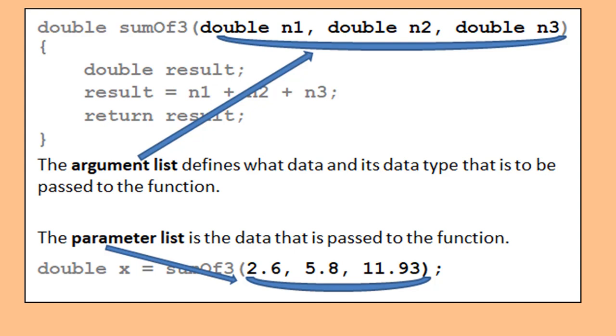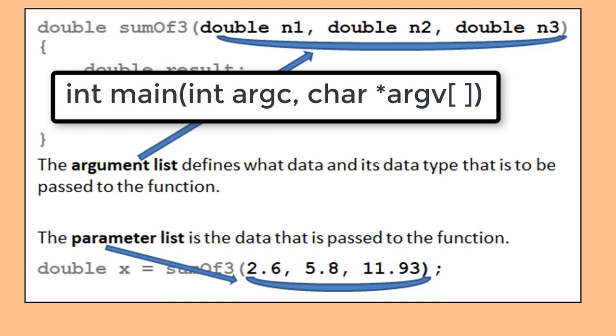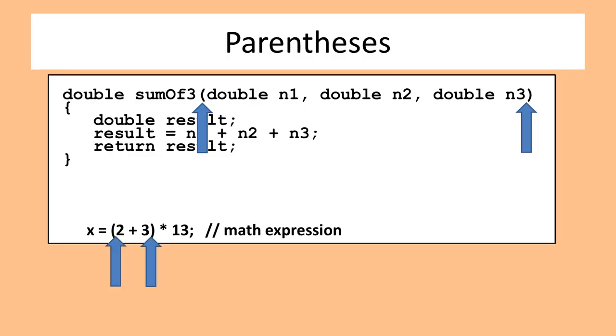If it helps keep these definitions straight in your mind, think of the int main, int argc, comma, char star argv, at the top of each C or C++ program where it is defining the function main. The operating system has the ability to pass parameters containing the count and the list of parameters on the command line if the program is started from the command prompt. This could be done in Windows by starting a CMD window or on macOS by starting a terminal app.